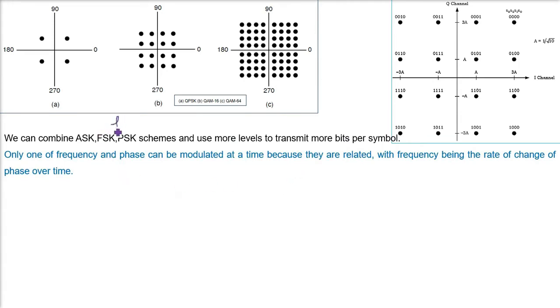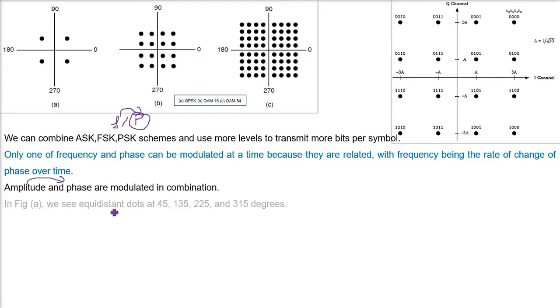See, frequency and phase are related. So only one of them, either frequency or phase, can be modulated at a time, because frequency is nothing but the rate of change of phase over time. So either you can take phase or frequency. Let us say we are taking phase. So the amplitude and the phase are modulated in combination.